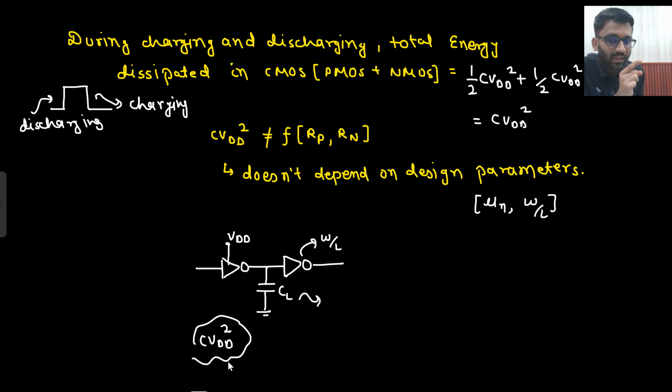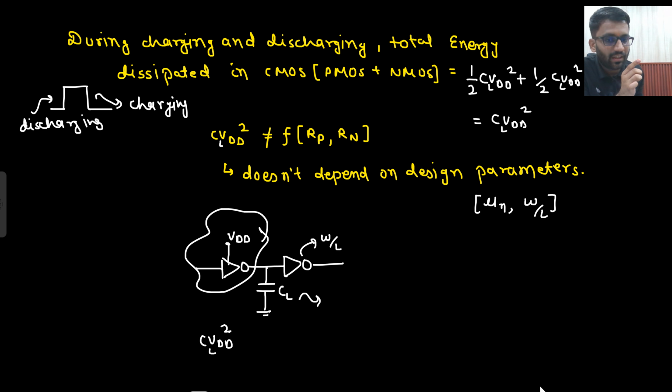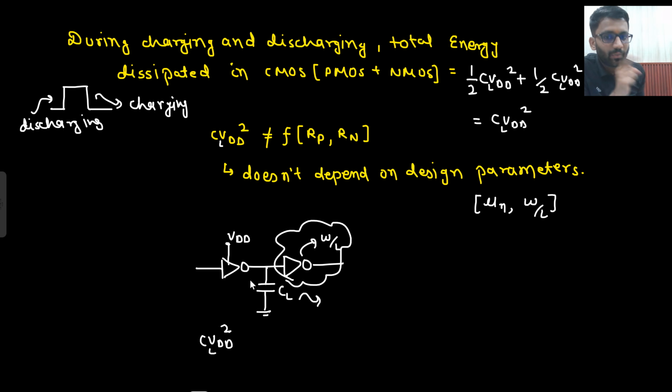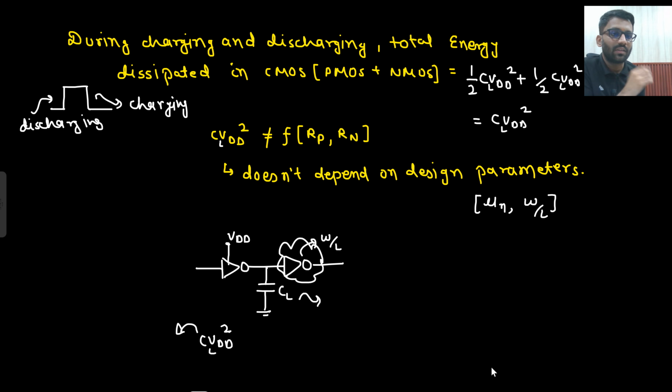This energy is CLVDD square. Here I should write CLVDD square. So this CLVDD square is not depending on the design parameters of this stage, but it is depending on the design parameters of the next stage. Why so? Because this energy is depending on CL, and this CL is depending on the design parameters of the next one. Are you getting this point?